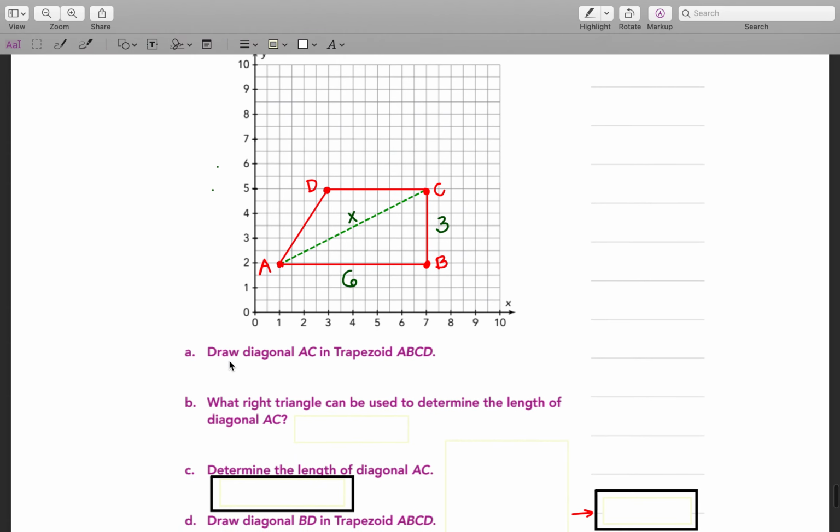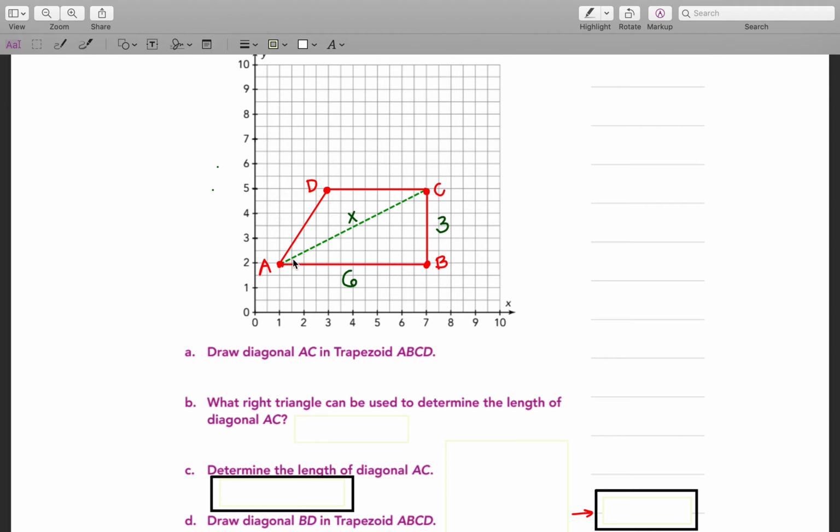So letter A says draw a diagonal AC in trapezoid ABCD. So diagonal AC, you would just basically connect these two points A and C and make a diagonal. So what right triangle can be used to determine the length of diagonal AC? I labeled it as x. So to figure out this x right here, what triangle can we use? Well, we can use this, right?